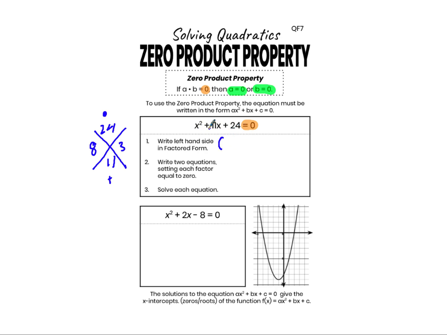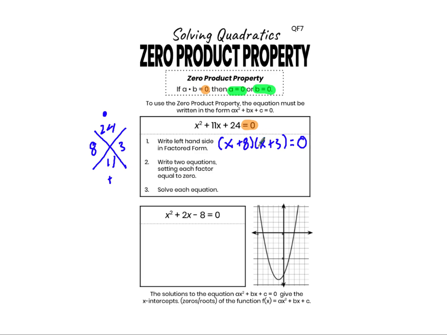So now I'm going to write this left-hand side in factored form, meaning x plus 8 times x plus 3. Factored form, meaning if I were to multiply x plus 8 times x plus 3, using the distributive property, that would simplify to x squared plus 11x plus 24. Now the left-hand side is in factored form, but I must not forget to write equals 0, because that is the equation that I'm solving.